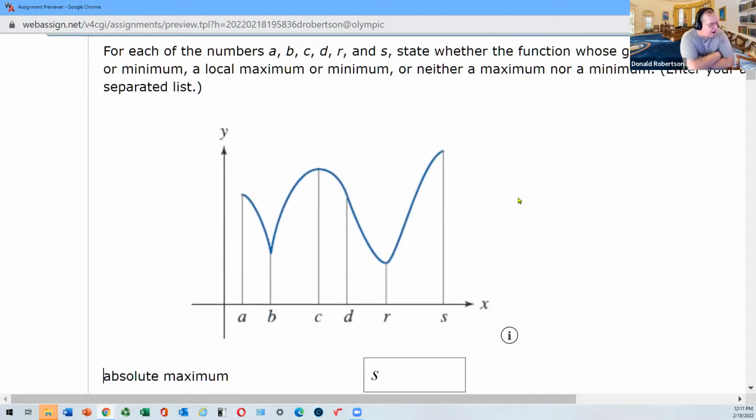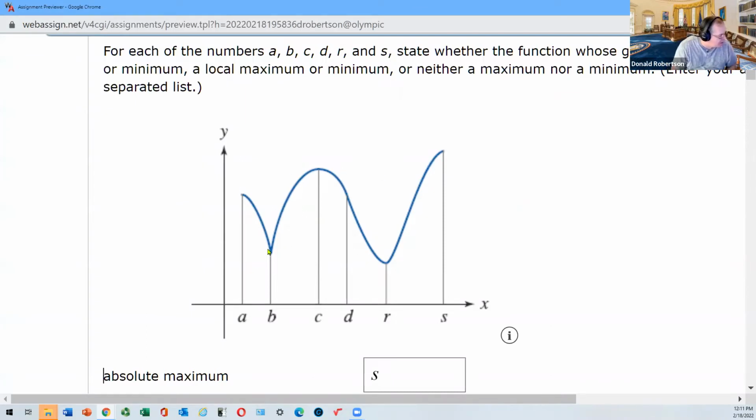What is happening at R? And be very careful here. What's happening at R? Absolute minimum. Correct. Isn't R the lowest part of that curve? Nothing goes lower down than at R. Now, here's an interesting thing. It is also a local minimum. So you can be both things at once. It's an absolute minimum and it's a local minimum. So that guy would be put in 2 different locations.